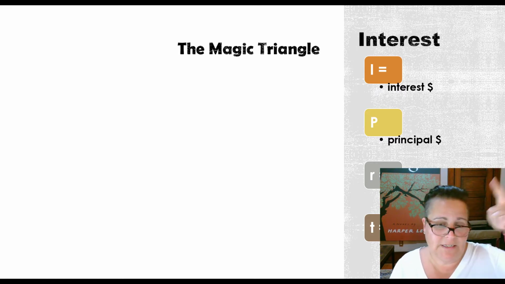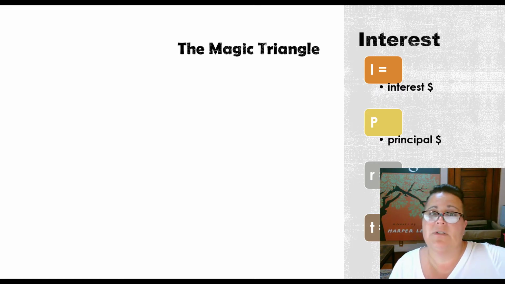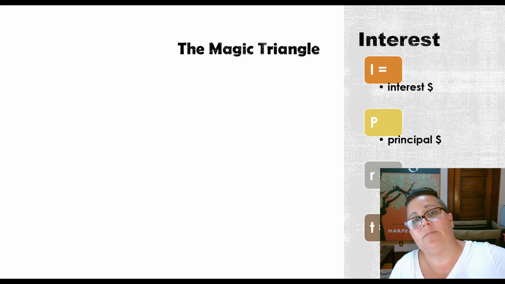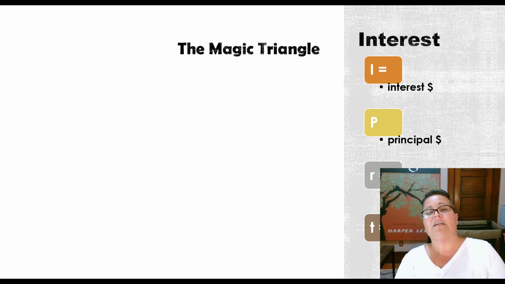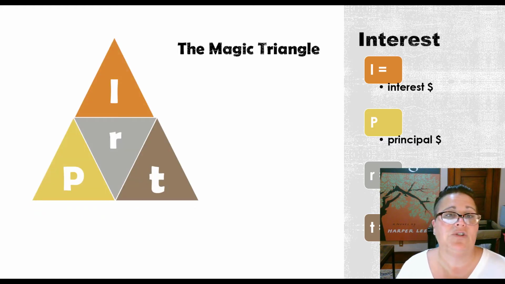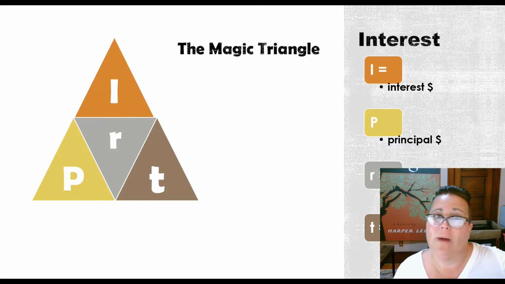It has the interest, the principal, the rate, which is the percent as a decimal, and the time, which is always in years. In order to complete this, we also showed you the magic triangle. The magic triangle is a graphical tool for helping you to remember the formulas. I'm also going to show you the algebra because I teach math and algebra is where it's at.